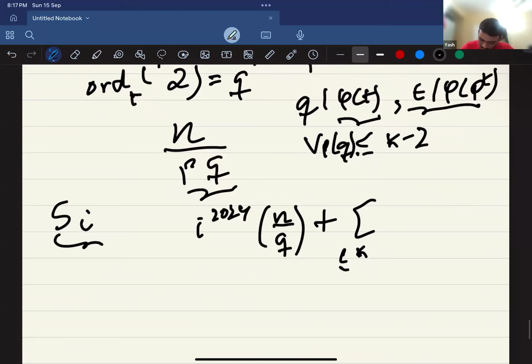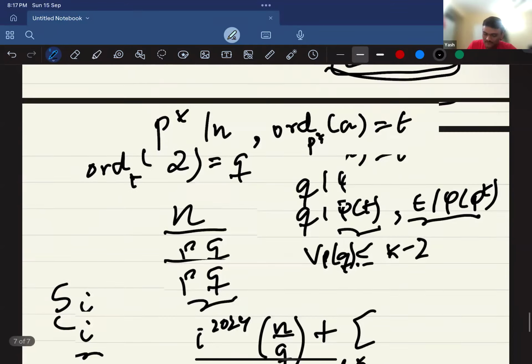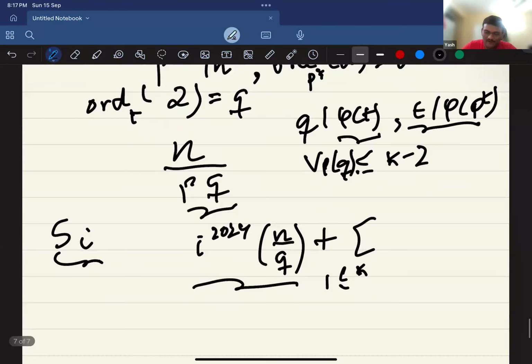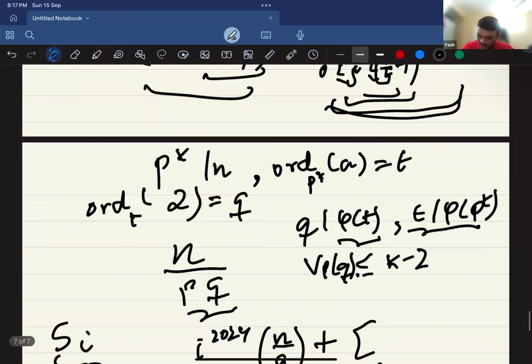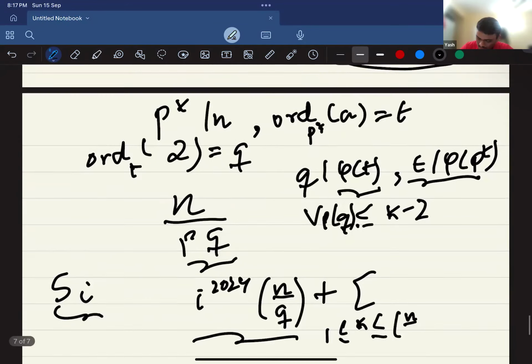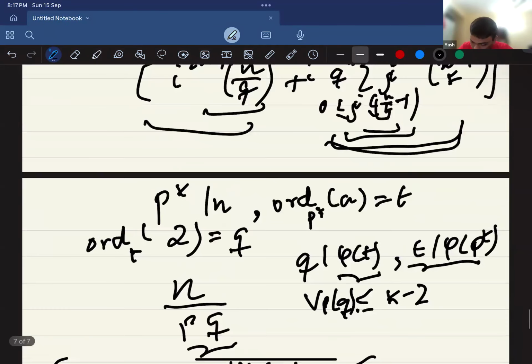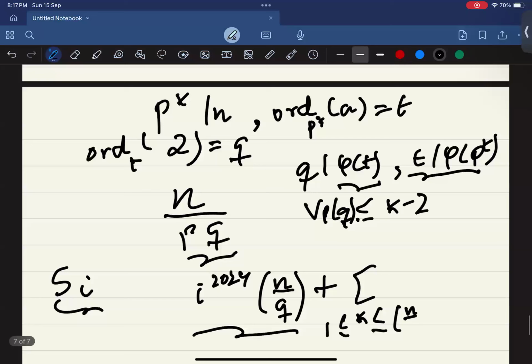So I evaluated the k equals 0 term here. This is the k equals 0 term. This is just the binomial theorem. You can maybe verify the calculations later. But yeah, this is at least k less than or equal to 1. And of course, this, and n by q minus 1, q minus 1, right?